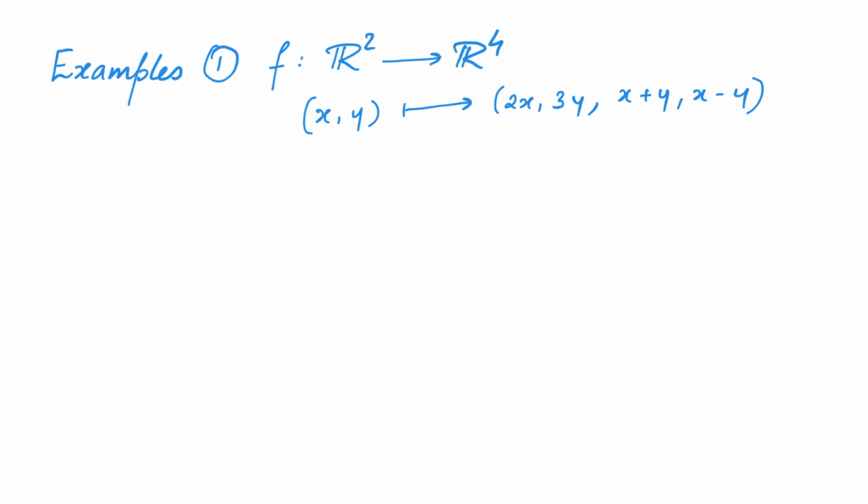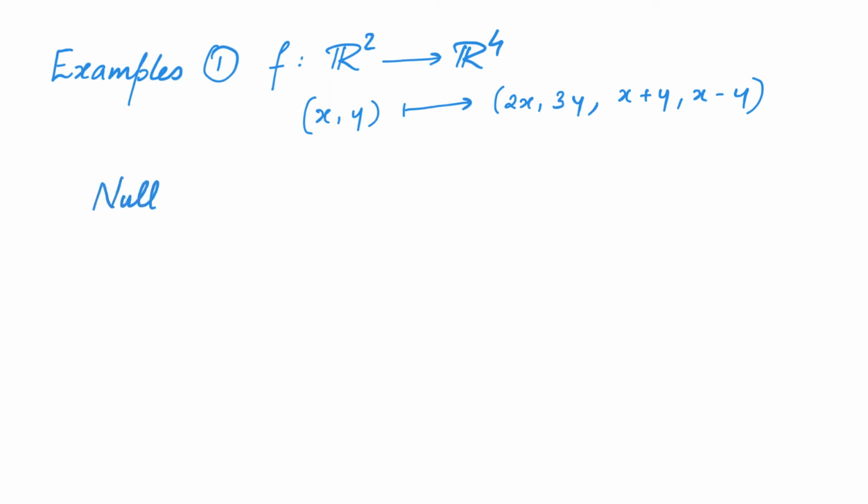Now we have seen enough theorems. Let us look at some examples and understand this concept, null space and range, a bit better. As the first example, we will look at the function f from R2 to R4 that takes the element x, y to the element 2x, 3y, x plus y, x minus y. Now let us try to understand what is the null space and range of this function f.